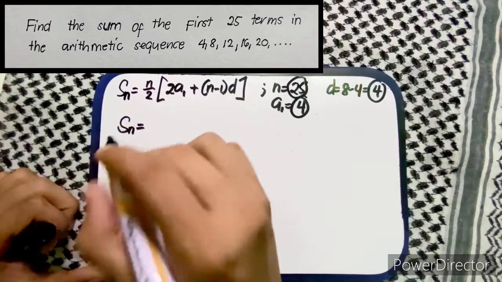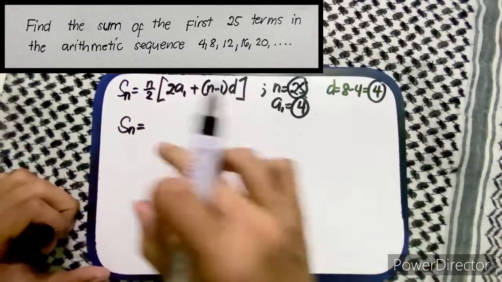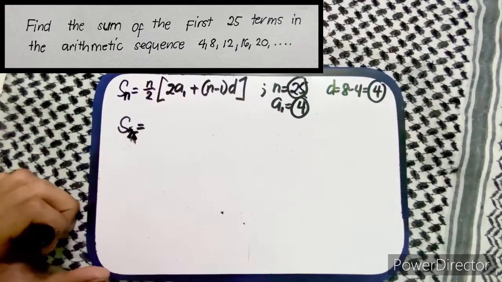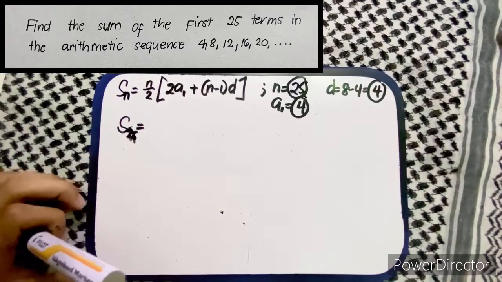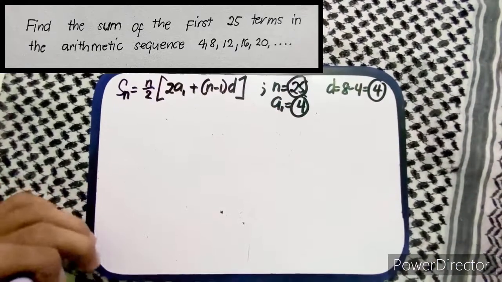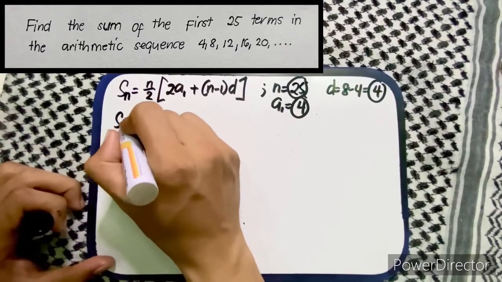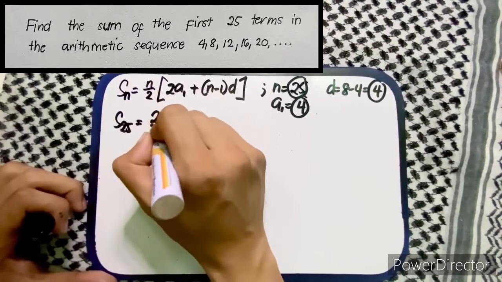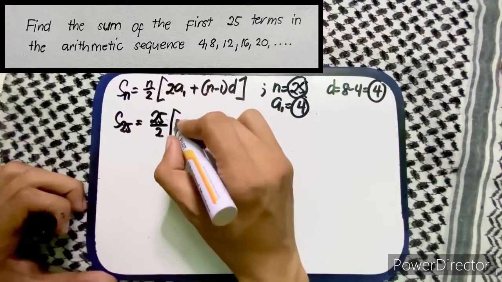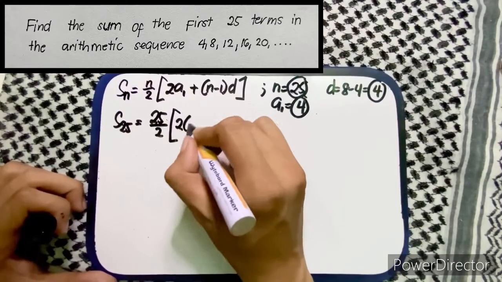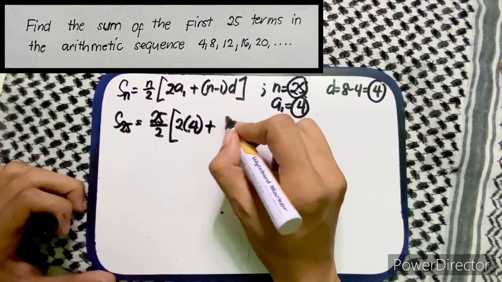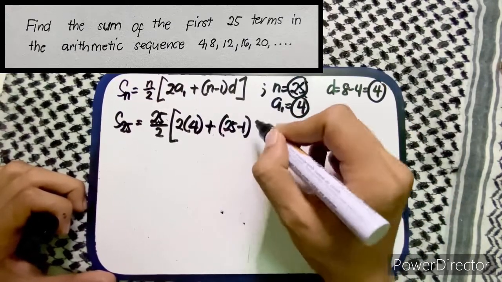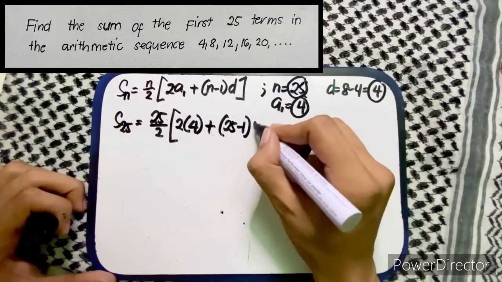S sub n equals n, and by the way, n is 25. S sub 25 equals 25 over 2 multiplied by the quantity 2 times a sub 1, which is 4, plus n, which is again 25, minus 1, multiplied by d, which is 4 also.